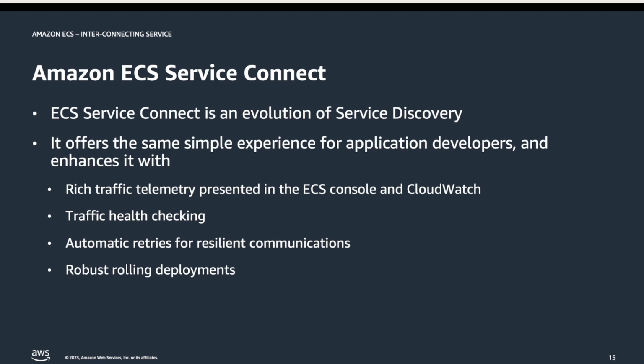Working backwards from our customer feedback, we launched Amazon ECS Service Connect, which checks all the boxes. It's simple as it offers a simple naming scheme and a simple discovery mechanism. It offers reliable connectivity with automatic retries for failures and network level health checks. And it offers rich metrics both in your Amazon ECS console as well as on the Amazon CloudWatch dashboards.